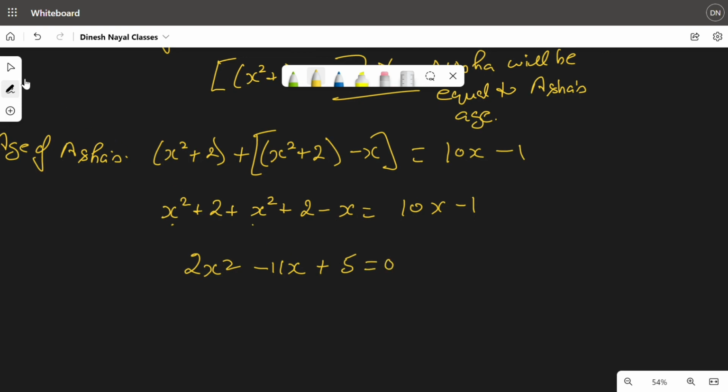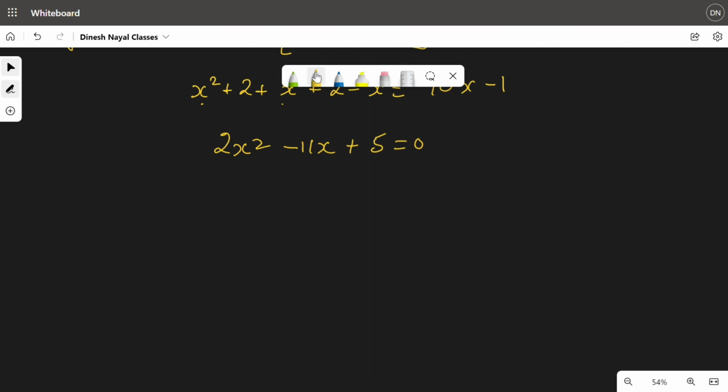Now we have to solve this just by middle term splitting. We know that the product of the numbers should be 10. 2 into 5 is 10 and the sum should be minus 11. So just take minus 10 and minus 1 as the two numbers because the sum is minus 11.